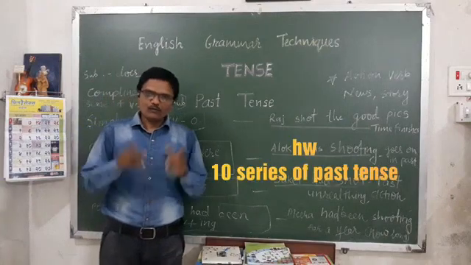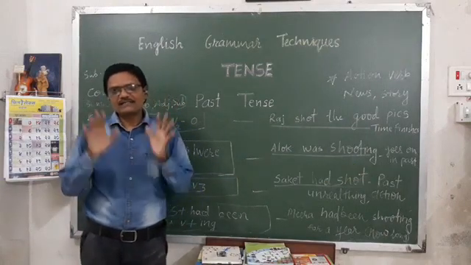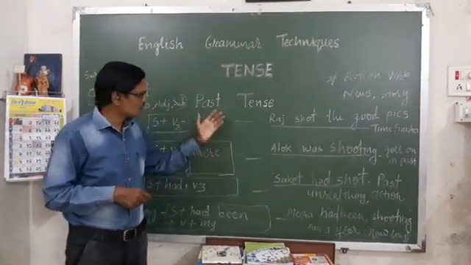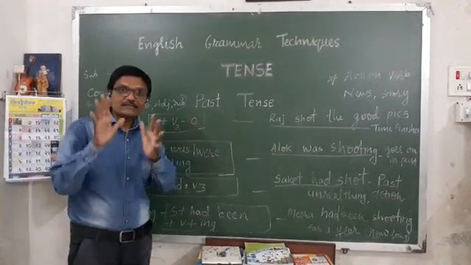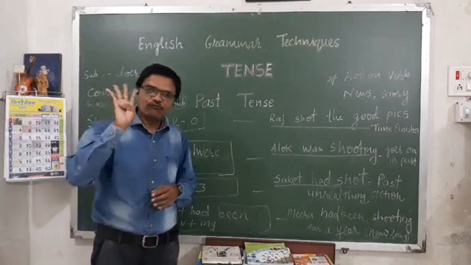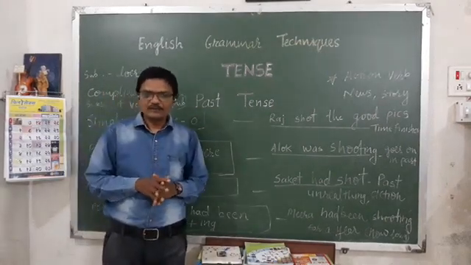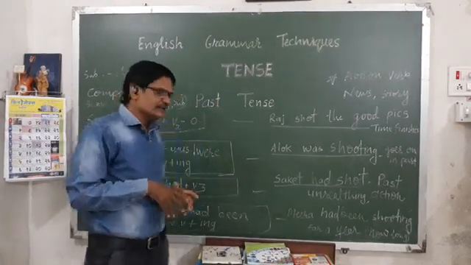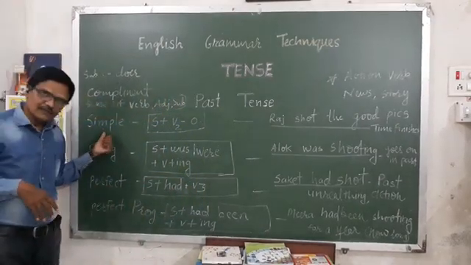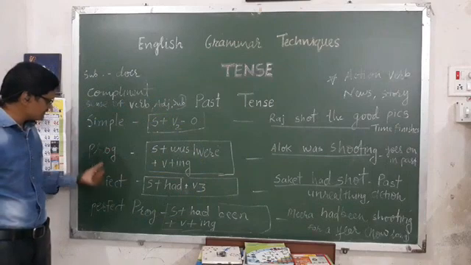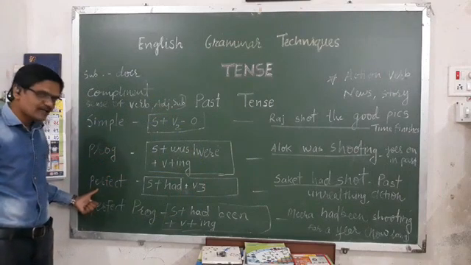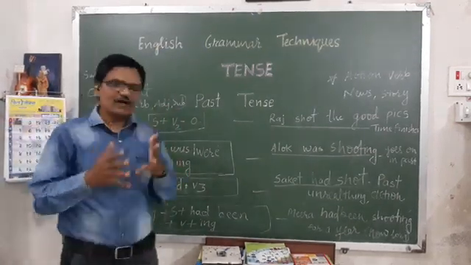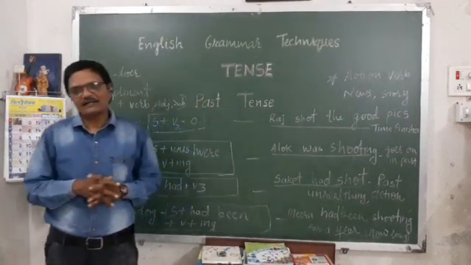As I mentioned yesterday, regarding homework, I had mentioned 10 series of present tense. So I repeat the same homework, now for past tense. 10 series, with 4 sentences in each series. That will disclose these four types: simple, progressive, perfect and perfect progressive past tense. So by now I have explained past tense today.